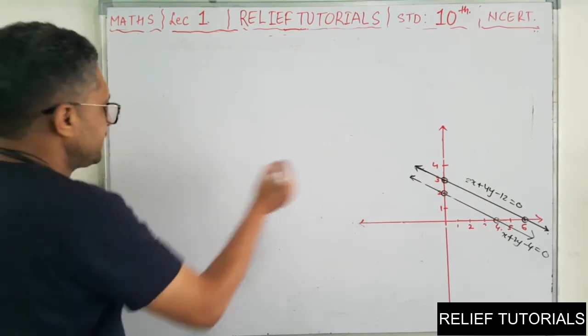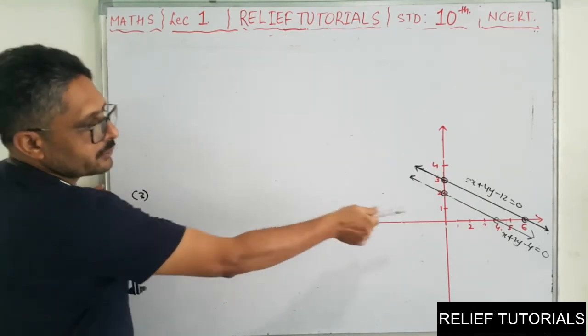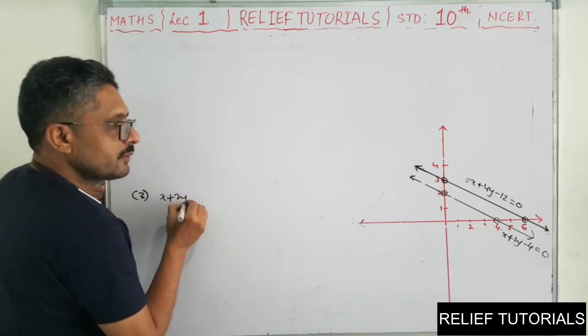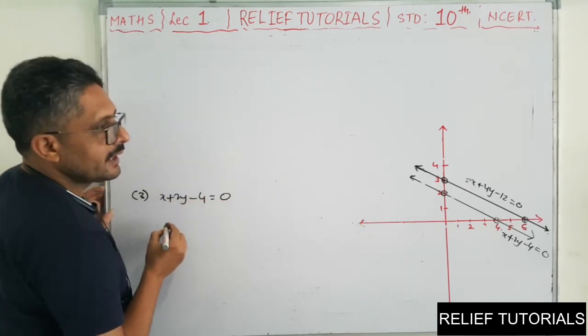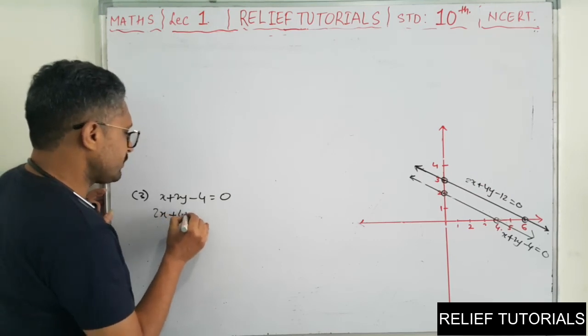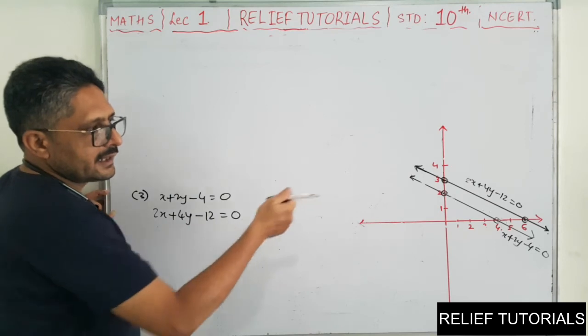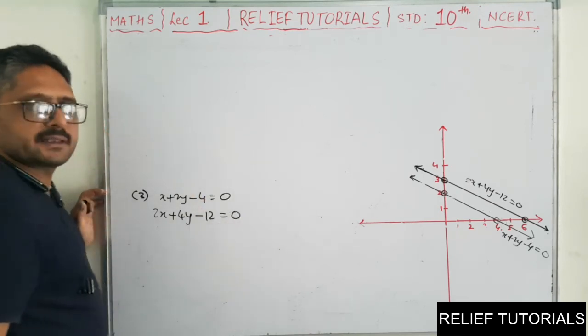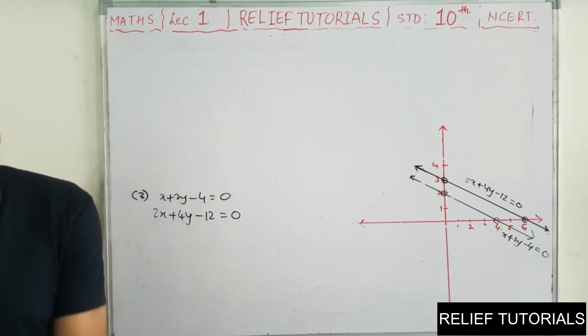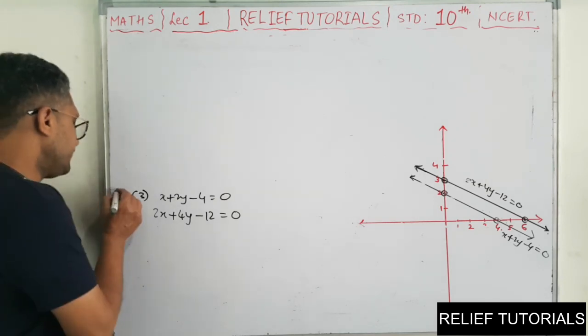See, in our third problem, the two equations were x plus 2y minus 4 equal to 0 and 2x plus 4y minus 12 equal to 0. Question number 3. Lines were parallel. I am just keeping the diagram. Lines were parallel. This is example 3.